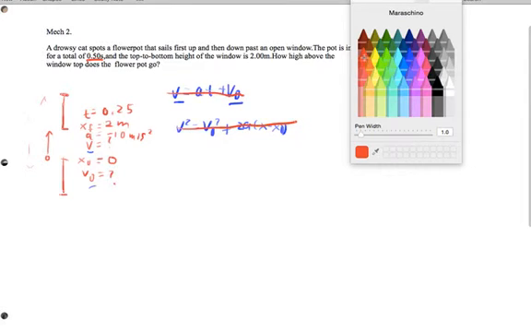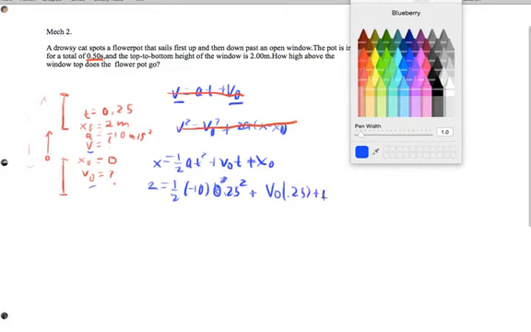So finally, I'm left with using this equation. x equals 1/2 at squared plus v naught t plus x naught. I can only hope that this is going to work. So 2 equals 1/2 times negative 10 times 0.25 squared, plus v naught times 0.25 plus 0. When we go ahead and solve for v naught, we're going to end up getting 9.25 meters per second.